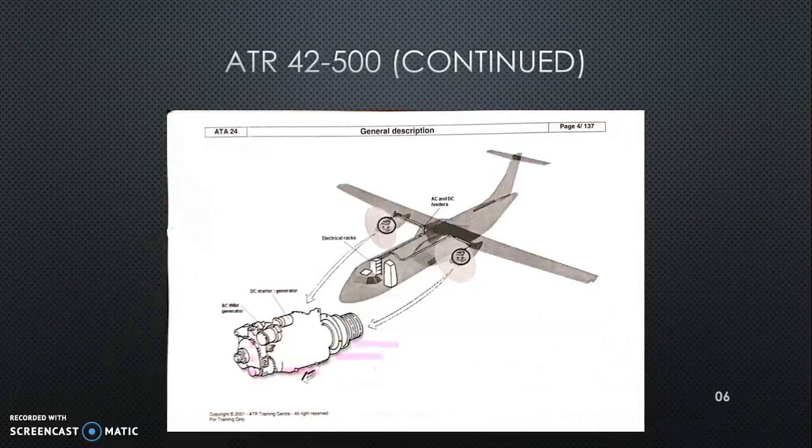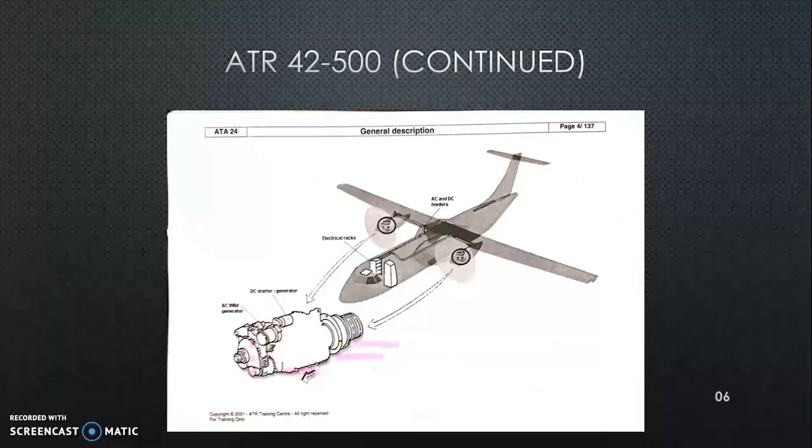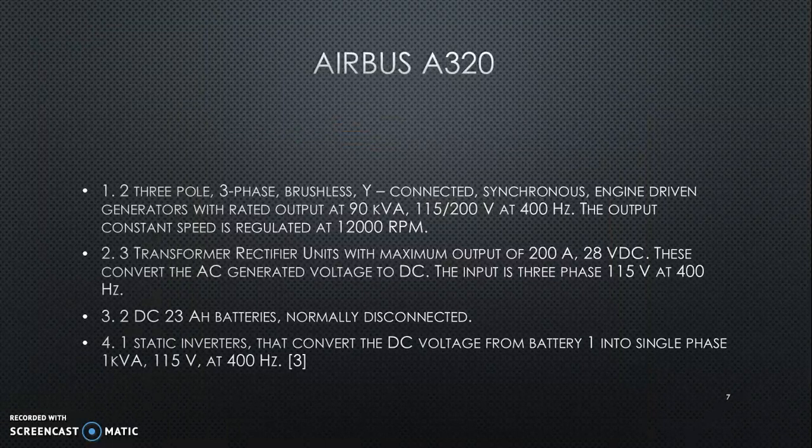So here's a picture that I could find, which basically shows the two starter generators and the AC valve generators mounted onto the two engines. Then we move on to the Airbus A320. The Airbus has two 3-pole, 3-phase, brushless Y-connected synchronous engine-driven generators. In this case, however, the frequency is constant, and the speed is regulated at 12,000 RPM. And then you have the rectifier units and the batteries and the inverter.